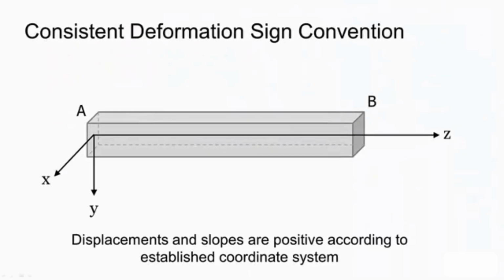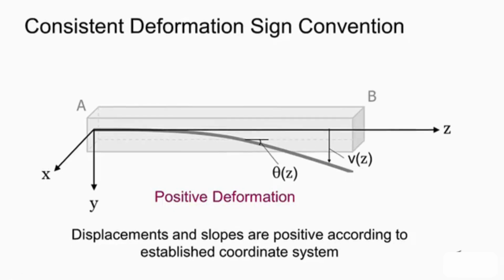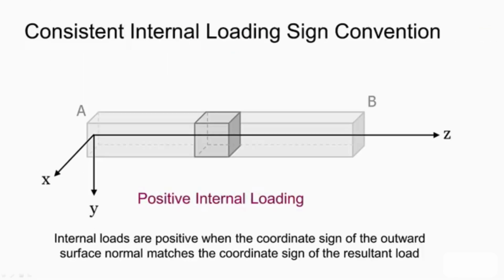If we then look at what it means for deformations, y is positive downwards, so then our deformation will be positive downwards as well, and a positive slope will be a slope that increases the rate of the deformation in a downwards direction. And if we look at the right-hand face and look at the positive loading, the outward normal is in the positive z direction, so we get a positive shear force acting in the positive y, because you have a positive outward normal, positive resultant force, and a moment will be counterclockwise, positive outward normal, positive counterclockwise moment.